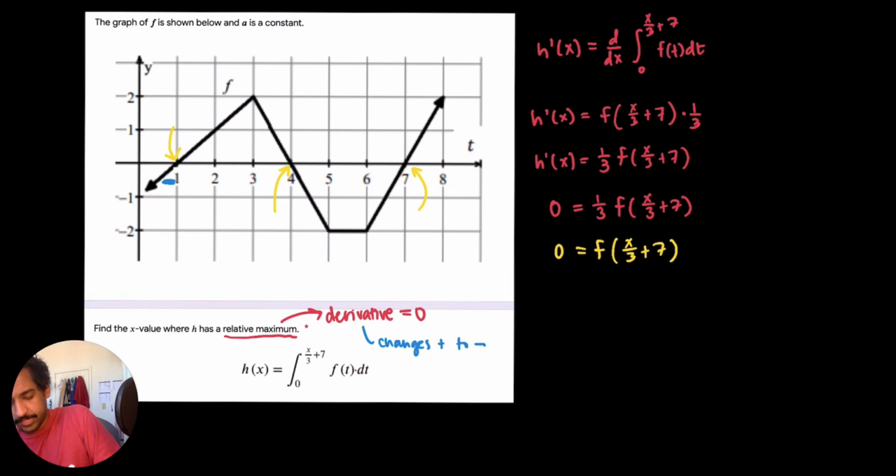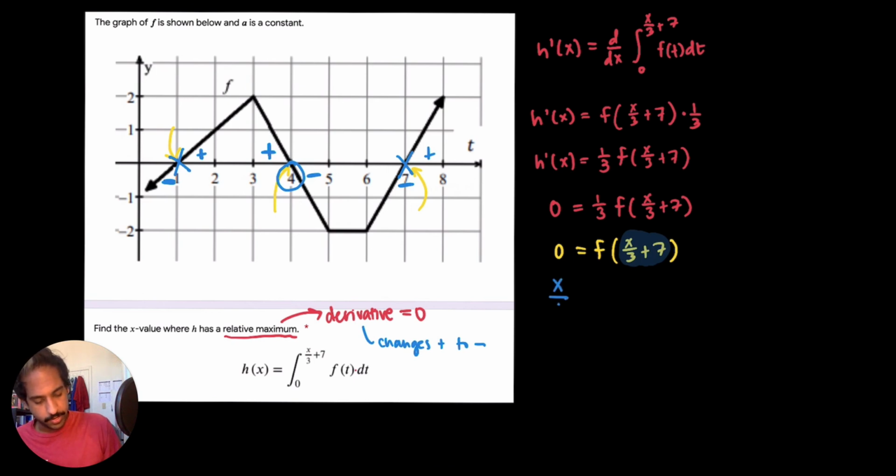And so let's figure out what's happening. Over here I see we're going from negative to positive, so I don't want that one. And here as well I see negative to positive, so I don't want that one either. At 4, I see that the derivative goes from positive to negative. And so we know that whatever's on the inside here should equal 4.